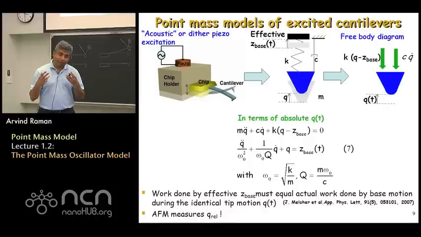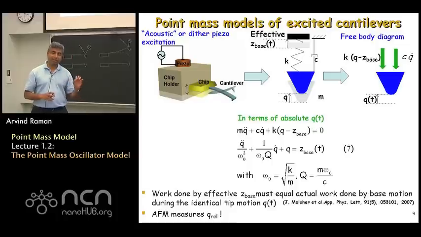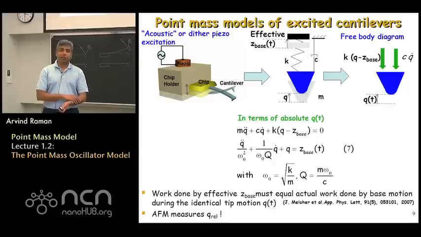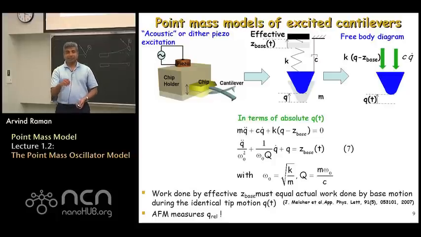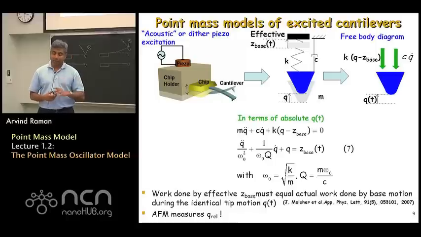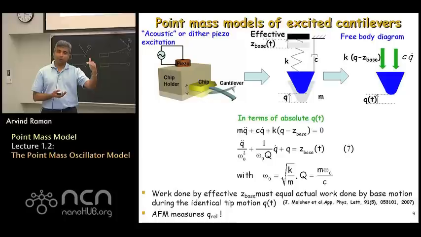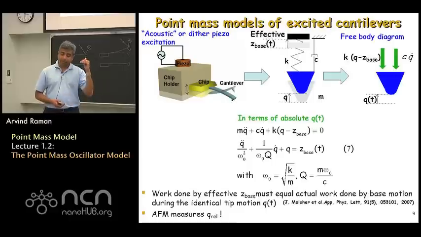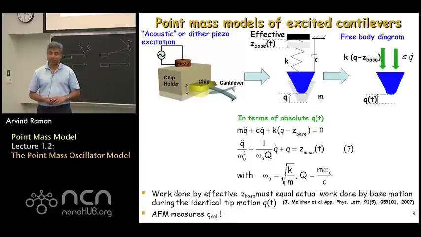And so the effective base motion is not going to be the same as the actual base motion in the real cantilever. And again, later in the class, we're going to talk about ways by which you can actually determine the effective base motion simply by some simple experimental measurements. So the main difference this has on our equations of motion is the following. The spring force now is going to involve the difference between the absolute motion of the tip, which is Q, minus the Z motion. That tells us the compression of the spring.